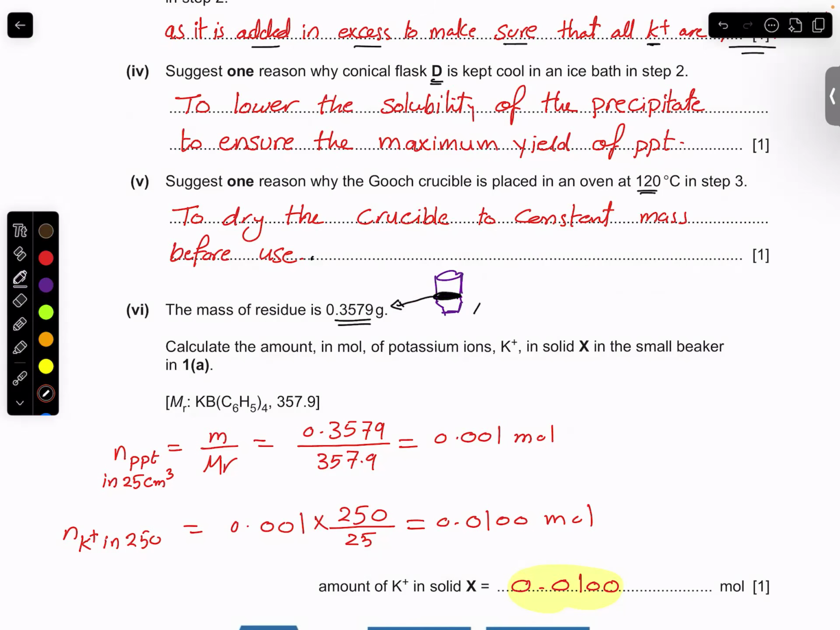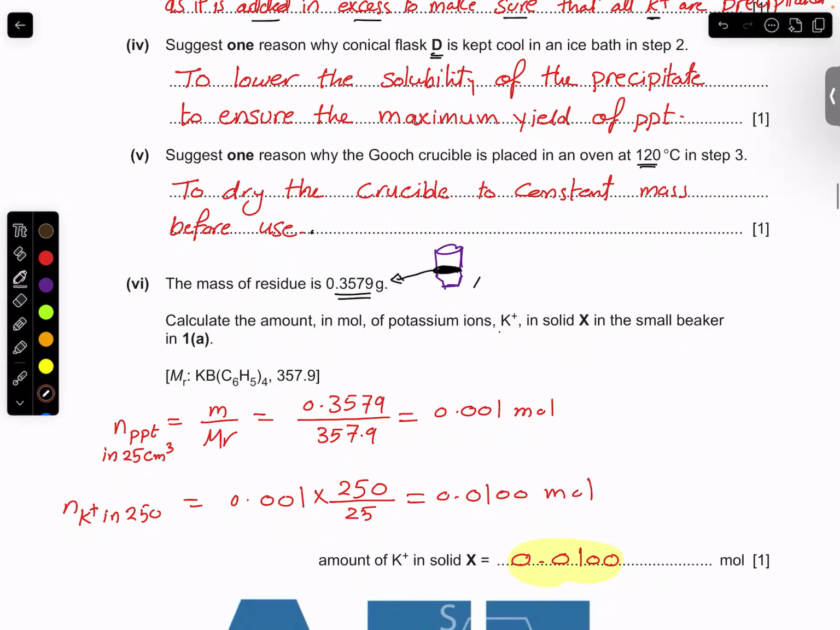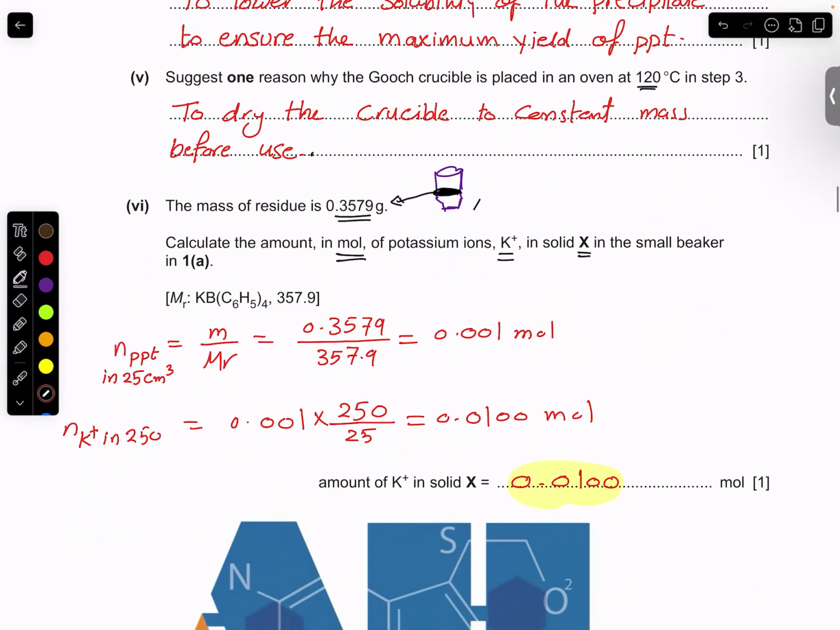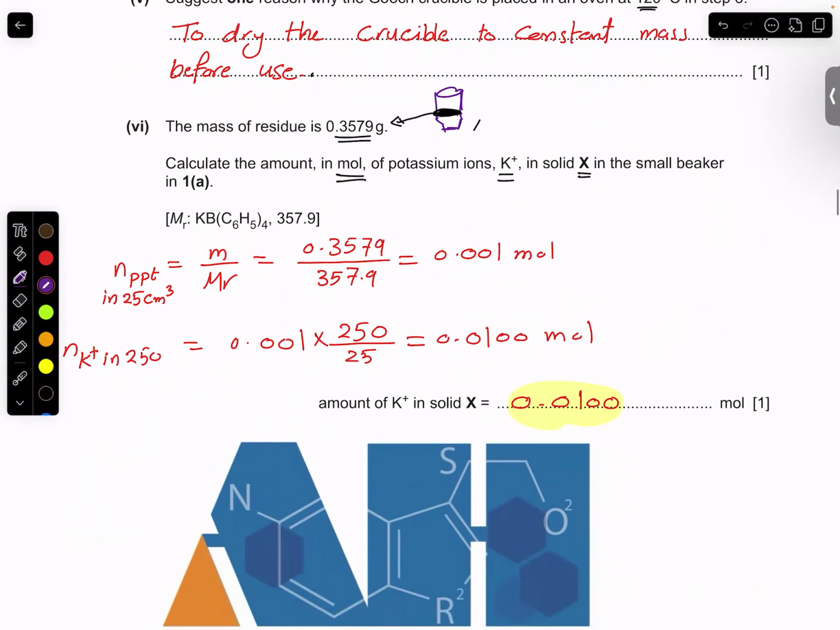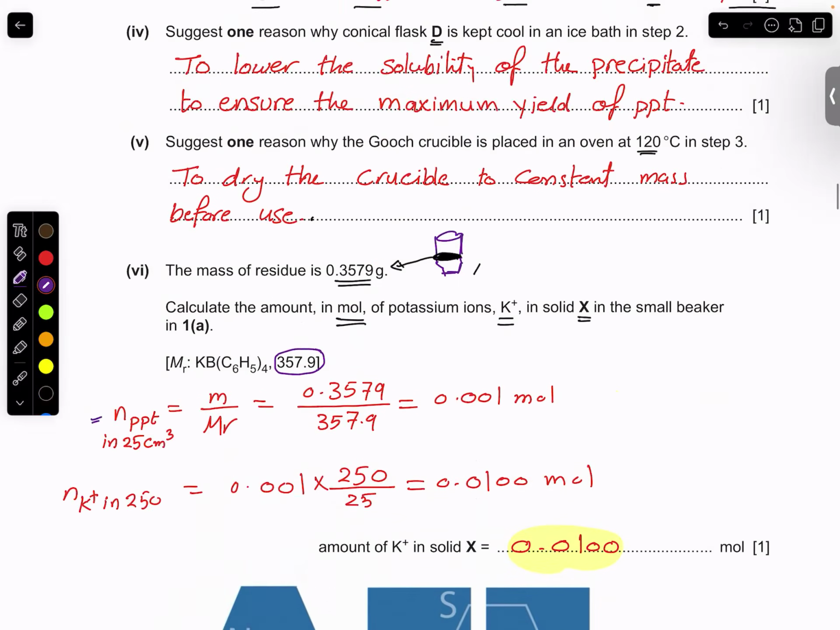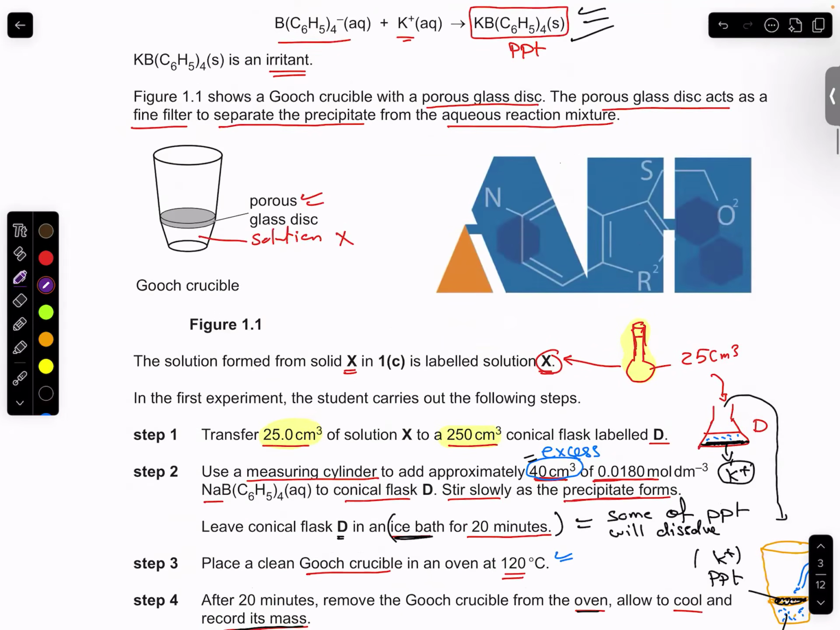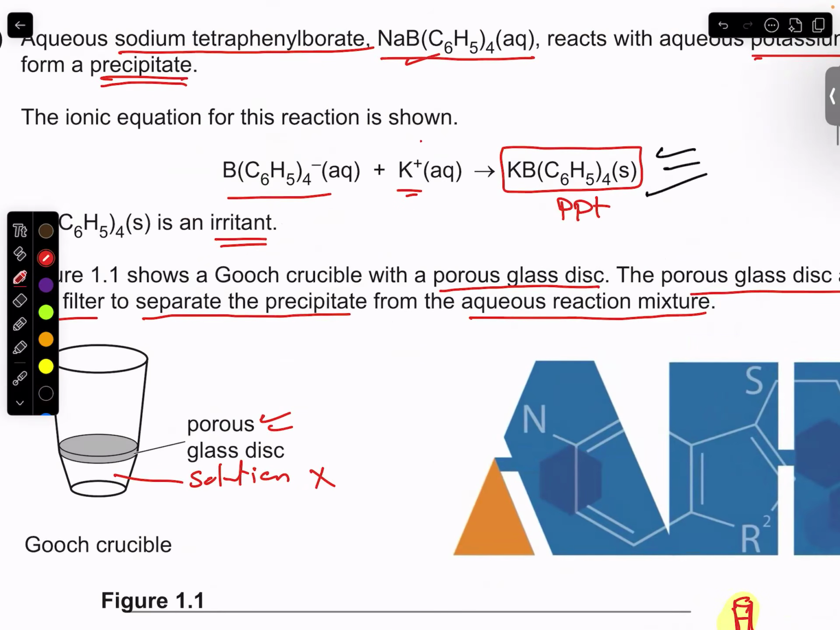Okay, calculate the amount in mole of potassium ion in solid X in the small beaker. To calculate this amount, number 1, we have the mass of the residue that contains the potassium ion. The ratio between the residue and potassium is 1 to 1. If you look at the equation, you will find that the ratio between potassium and the residue is 1 to 1. So if you find the number of moles of the residue, it will be the same as the number of moles of potassium ion.